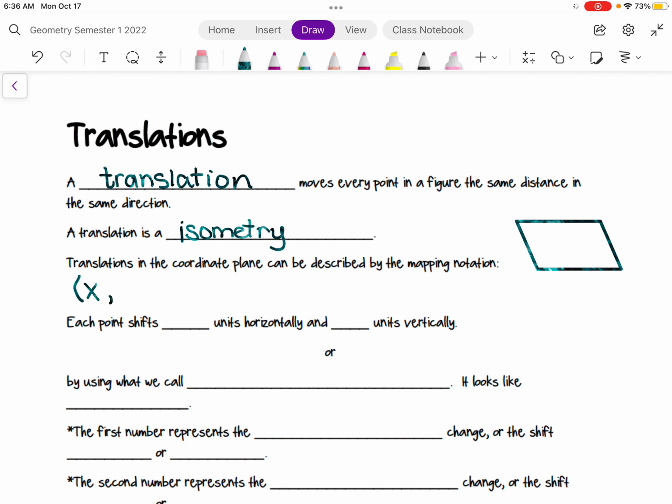Okay. We have some new notation here. Something could look like this. And this tells us that we need to do a translation. So not a reflection like in the last section, but a translation. Each point is going to shift A units horizontally, so left or right, and B units vertically, so up or down.